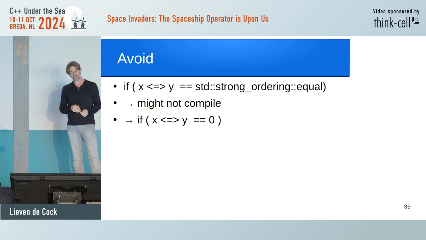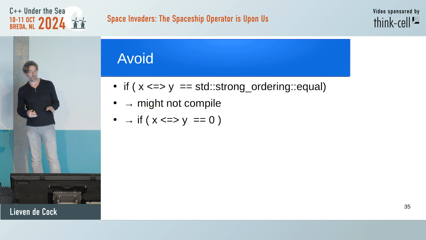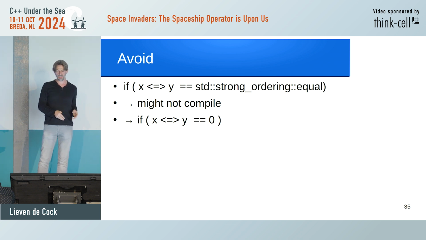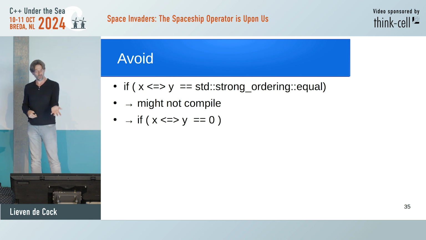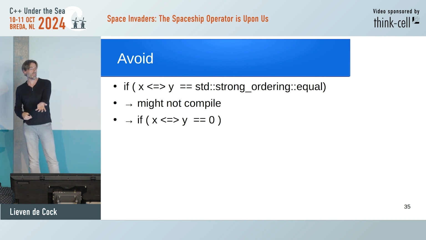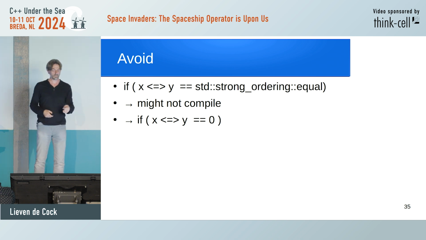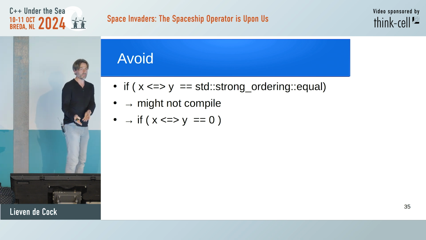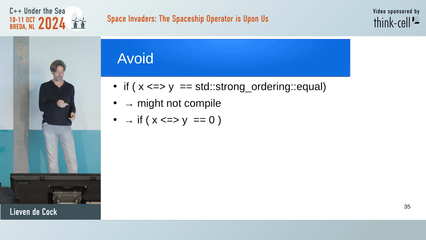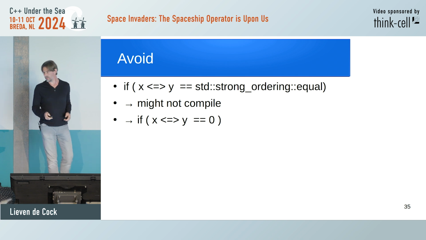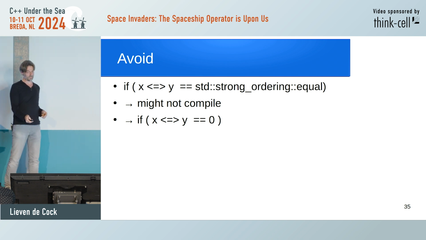Some other advice: x spaceship operator y. I already said you typically don't write it like that, but maybe, yeah, you really insist, don't write it's equal to strong ordering equal, because tomorrow that type could change and it's no longer a strong ordering. Your code will no longer compile. Compare it to 0 in this case, or don't call the spaceship operator explicitly, and the first advice. How am I doing on time? Okay.